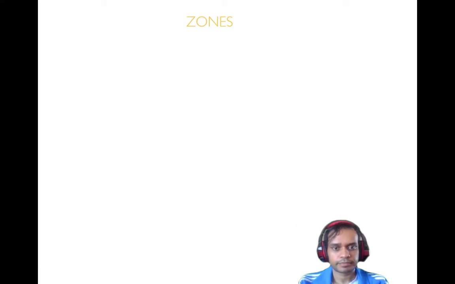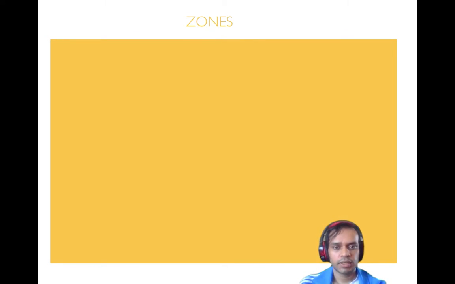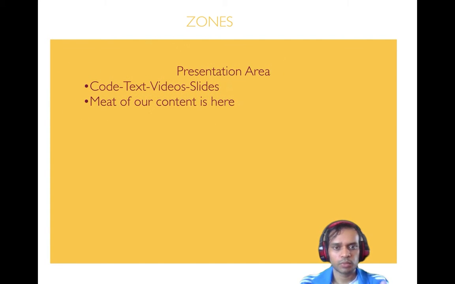The major zone that I use is this one with the yellow square. This is the area where I will be showing my code, my text, my videos, my slides. So basically whatever I talk about in the presentation would be on this part of the screen. All right, this zone of the screen to be more exact.